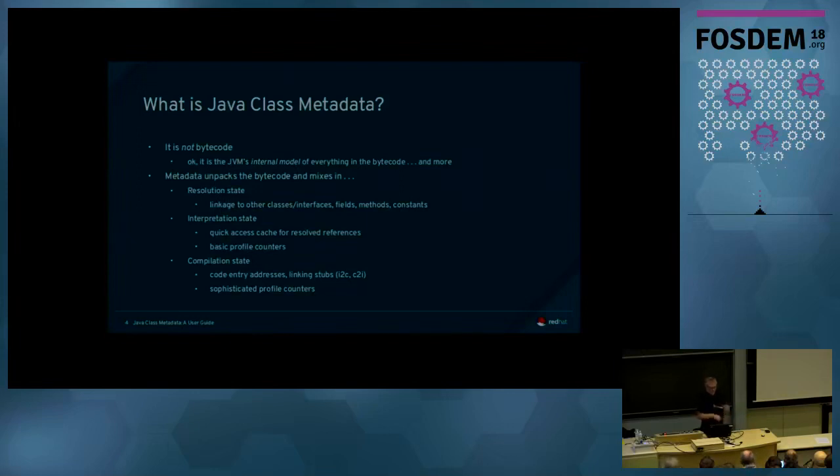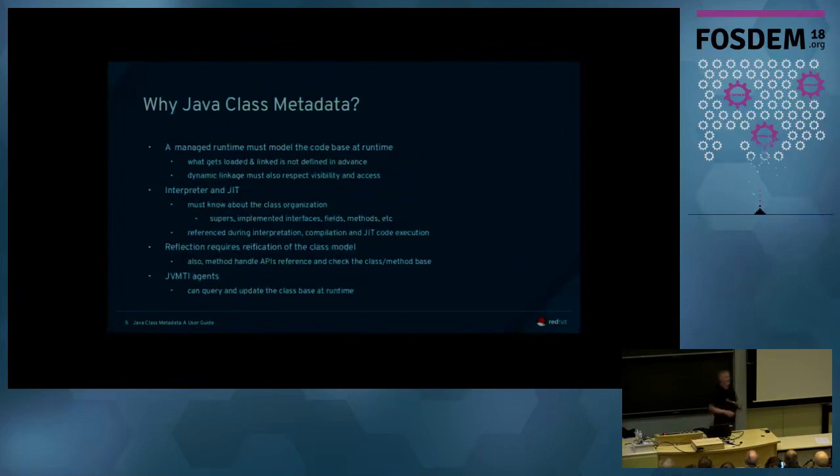It's also updated with interpretation state. For every class, there's a cache that keeps track of information that allows the interpreters to identify whether methods or fields have been resolved and to quickly invoke or access them. And it's also updated with extra compilation state: code entry addresses for compiled JITted methods, linking stubs that allow transitions between interpretation and compiled code, and so on. And there's a load of profile counters kept by both the interpreter and the compiler. All of that is modeled internally as an object structure.